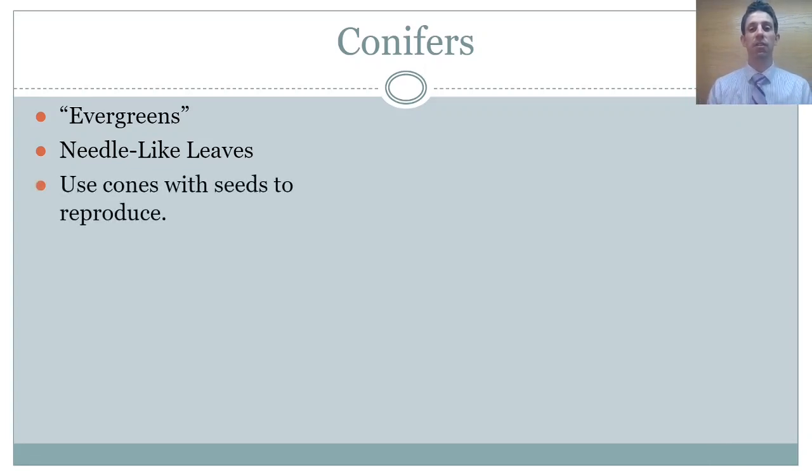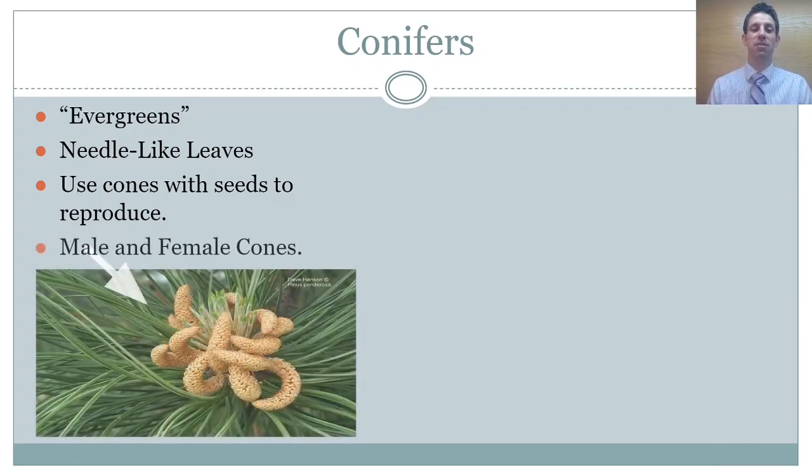And all conifers, or gymnosperms is their technical term, use cones to reproduce. Now, within those cones, they do produce seeds. Maybe you've never noticed them before, but there are seeds that get produced inside of cones. Now, there are two types of cones. The first that's pictured here, these are male cones. And what male cones do is they produce pollen.